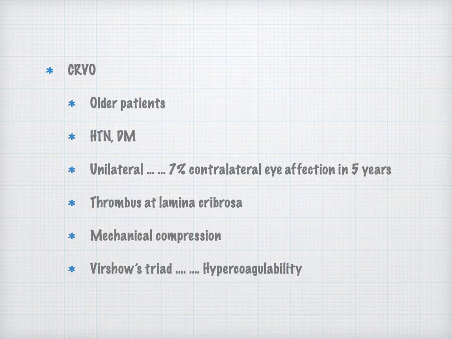Other mechanisms of central retinal vein occlusion include retrobulbar compression secondary to mechanical stretching of the lamina cribrosa, as in cases of elevated intraocular pressure, compression by an adjacent atherosclerotic central retinal artery, or hemodynamic alterations with subsequent stagnant blood flow and thrombus formation, known as Virchow's triad.